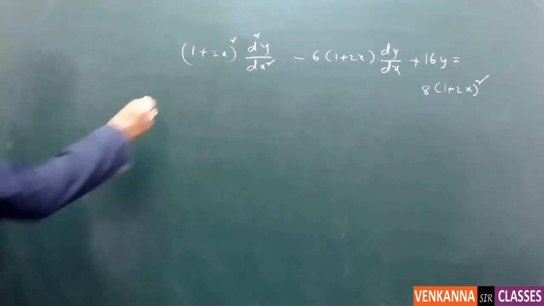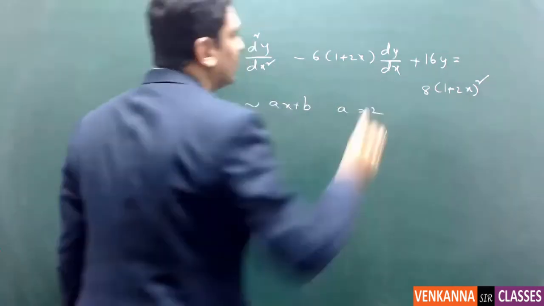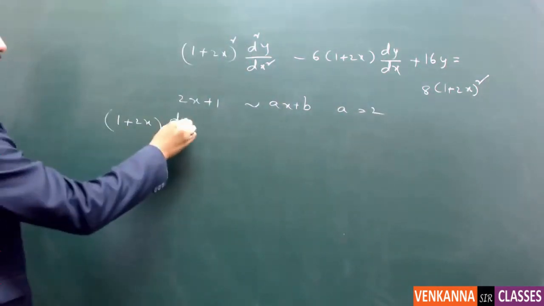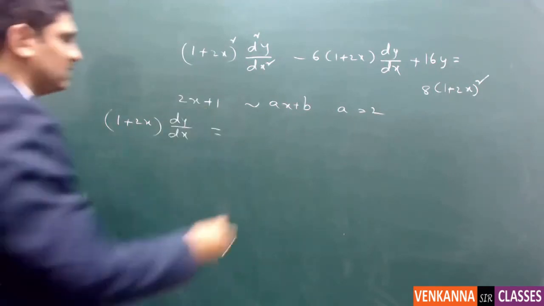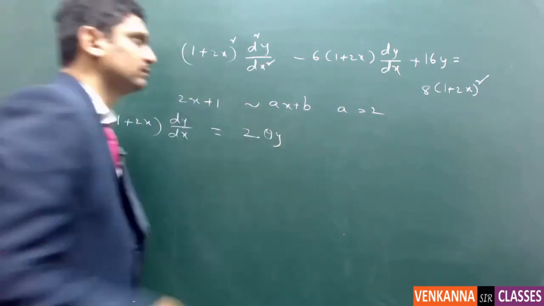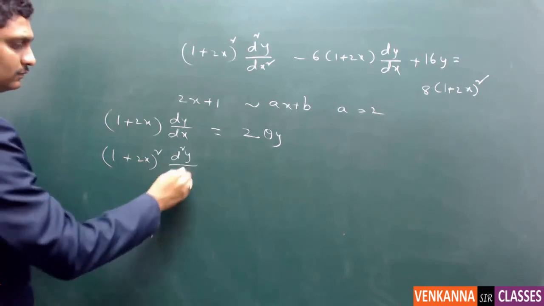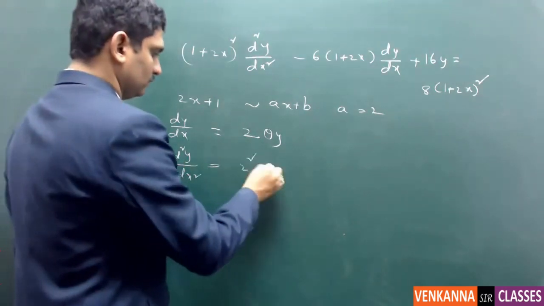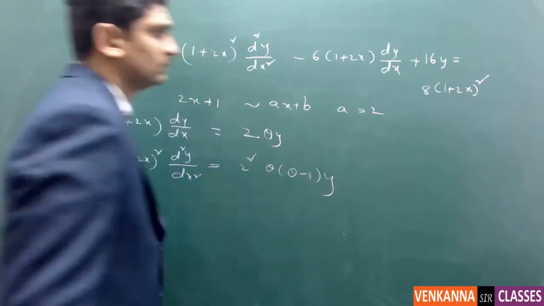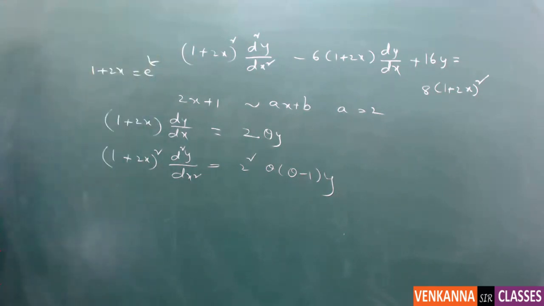If you have applied the formula, 2x plus 1 will be equivalent to ax plus b. So a value is 2 here. So (1 plus 2x) into dy by dx will be replaced with 2 theta y, accepted, and 1 plus 2x will be taken as e power t. Please check, and t is equal to log of 1 plus 2x.